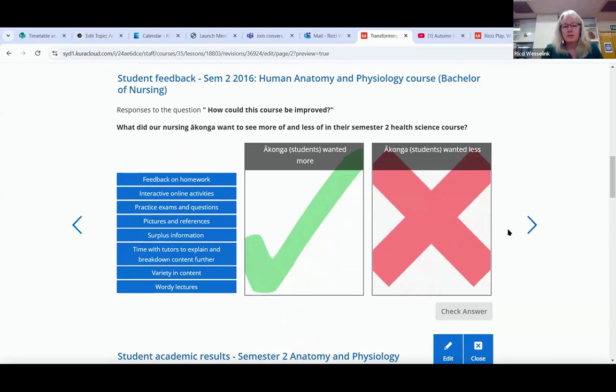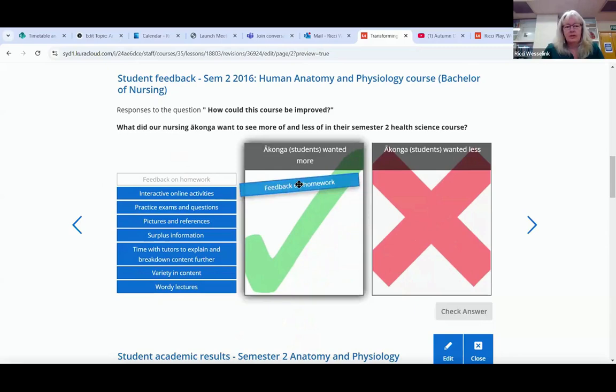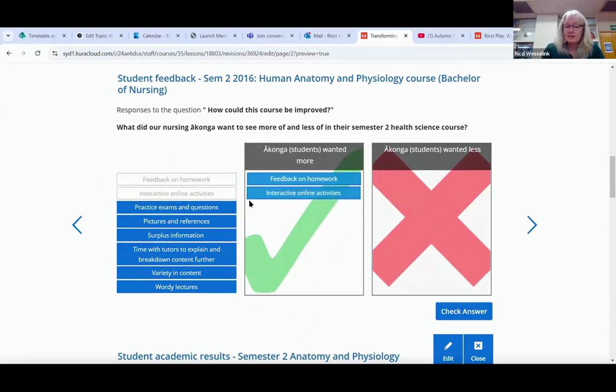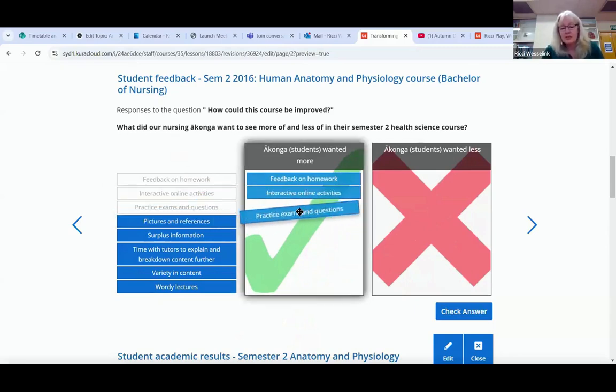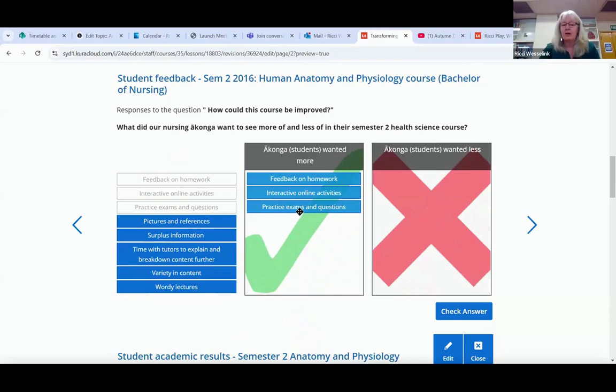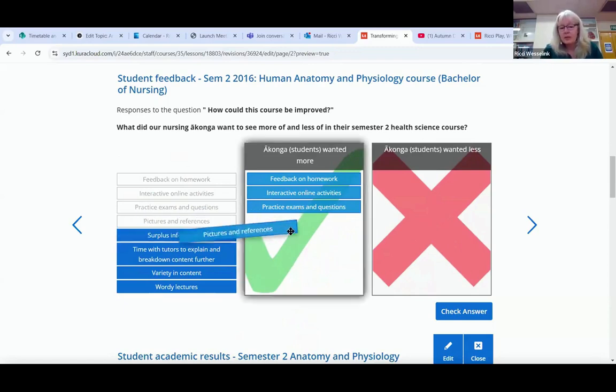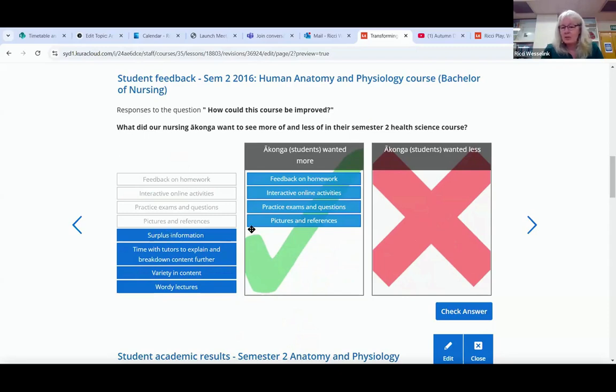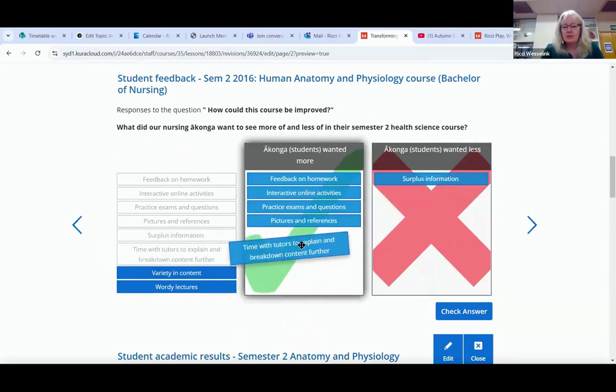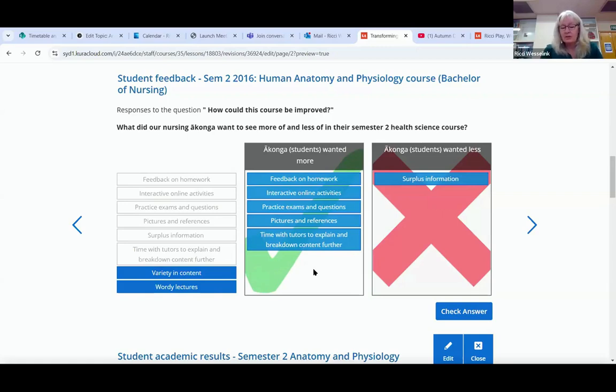And what they told us was this: they wanted more feedback on homework, more interactive online lessons, more practice exams and questions so that they could get feedback about how they were learning and whether they were on the right track. They wanted more pictures and references. They wanted less surplus information. And they really valued time with tutors to explain and break down content further. They wanted us to get alongside them rather than be the sage on the stage.